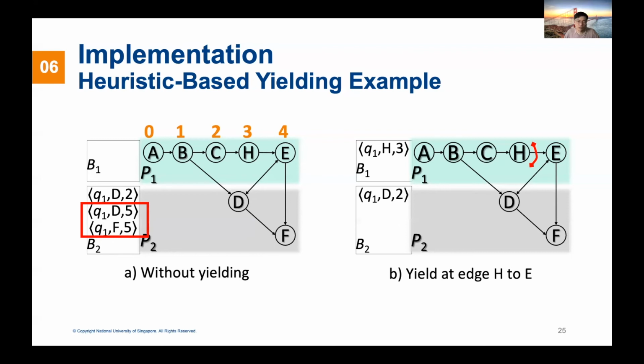In figure B, we yield the process in partition 1 at the edge H to E. It then stores the unprocessed status in the buffer of the current partition and only sends one operation to partition 2. It will eventually get the same correct results as figure A. However, without getting too deep into the local optimum, yielding can help a lot in reducing the redundancy.